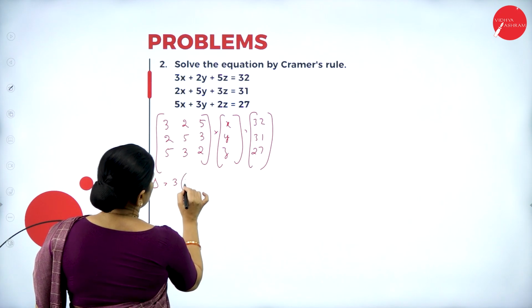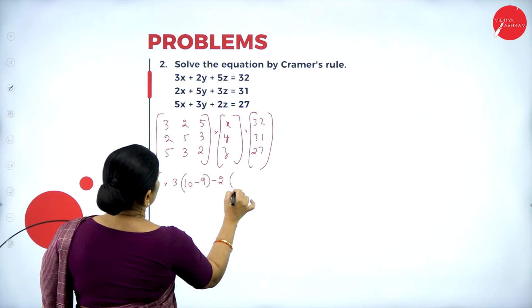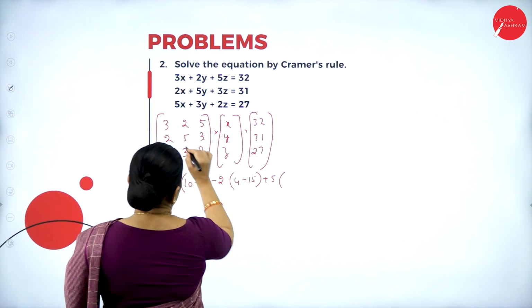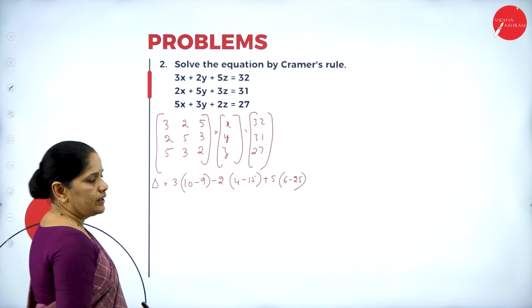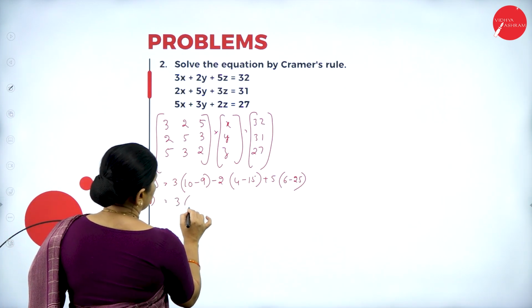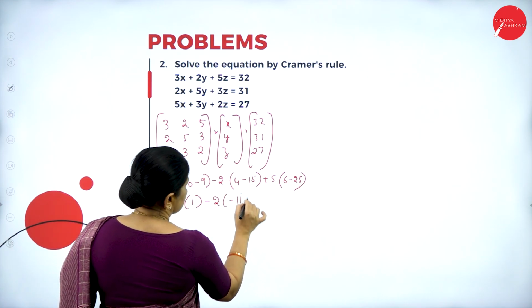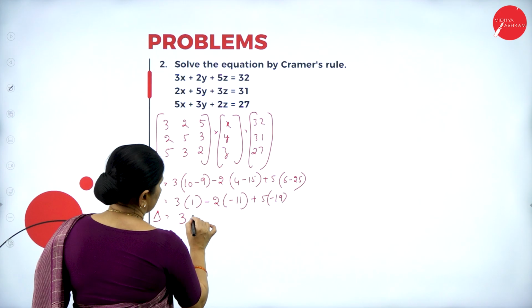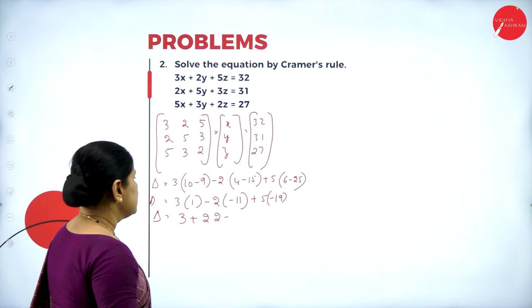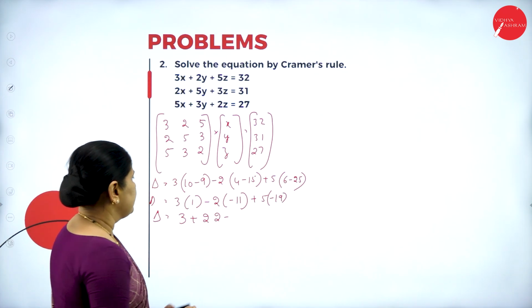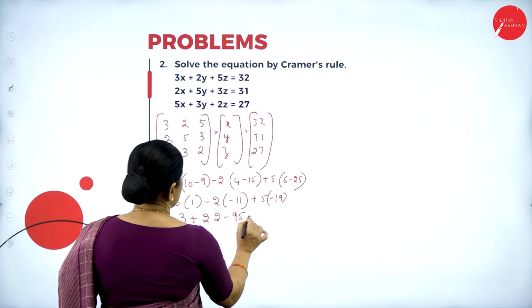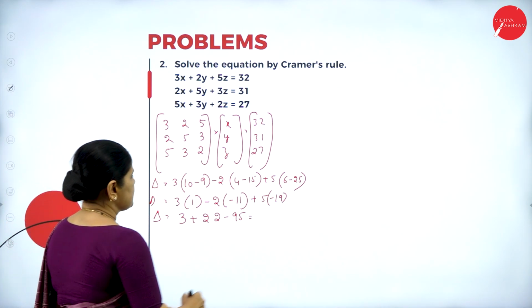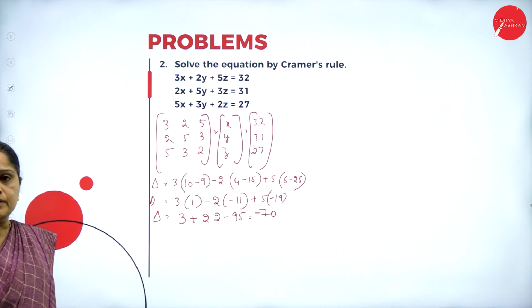Delta will be equal to 3 into 10 minus 9 minus 2 into 4 minus 15 plus 5 into 6 minus 25. So this delta will be equal to 3 into 1 minus 2 into minus 11 plus 5 into minus 19. So delta will be equal to 3 plus 22 minus 19 into 5, 95 minus 95. So 22 plus 3 is 25, 25 minus 95 is minus 70. So we got the answer as minus 70.